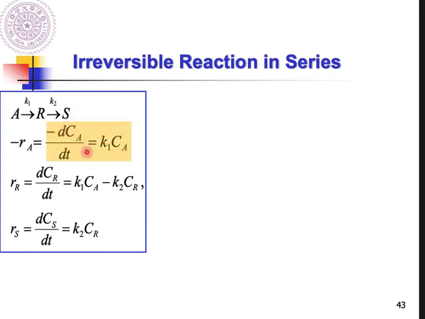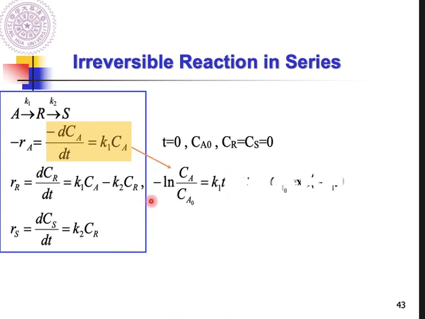Next, I'm going to use the integral method. We have initial boundary conditions, and after integration you can get these results. The solution of CA can be expressed like this: CA0 at time 0, with exponential decay and decay constant minus K1t. Now you know the CA, right? As long as you know CA, you can substitute CA here, and the parameter you don't know is CR.